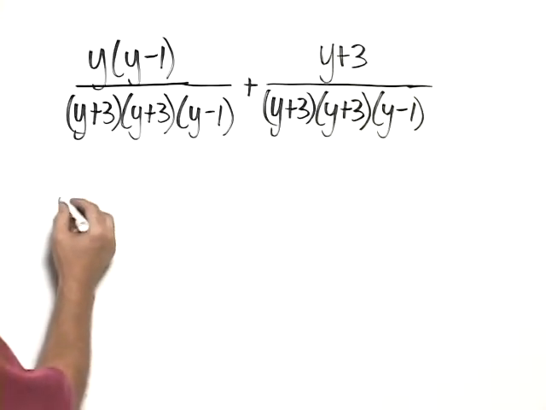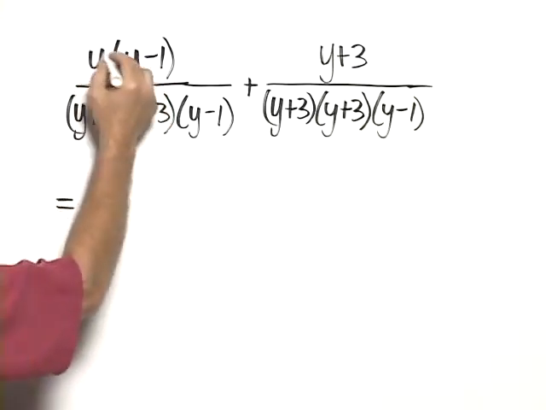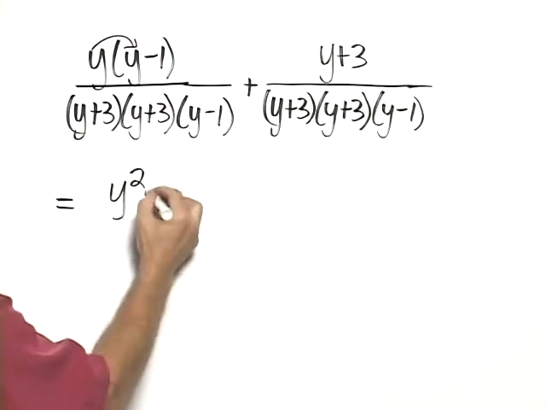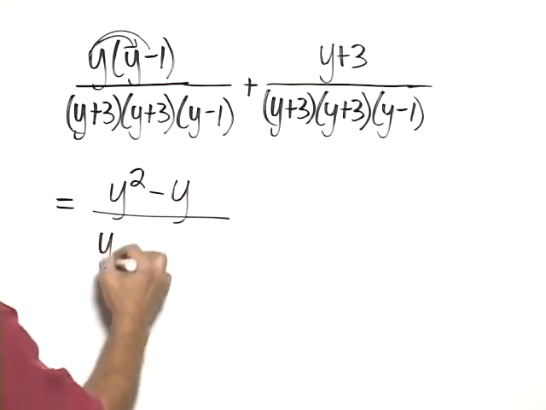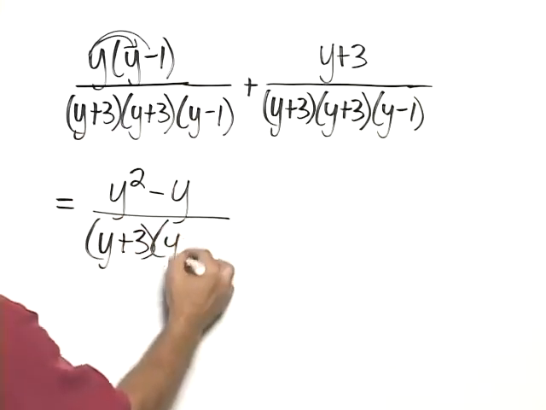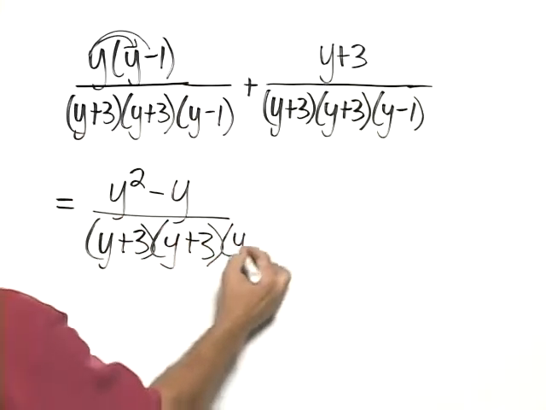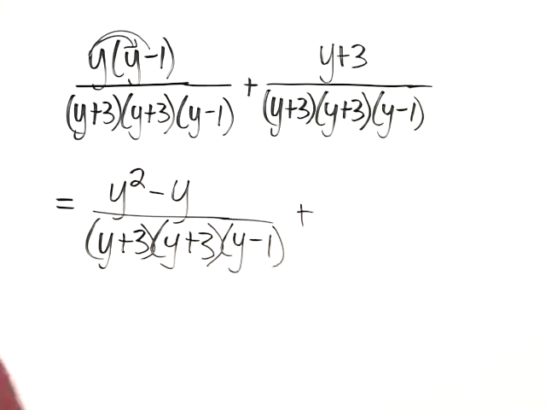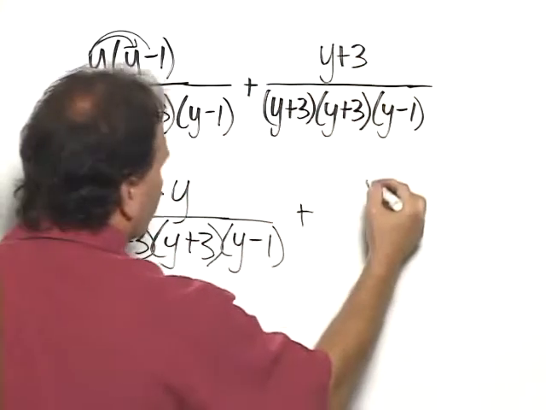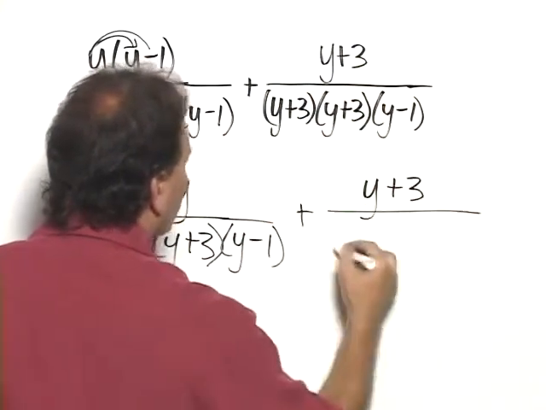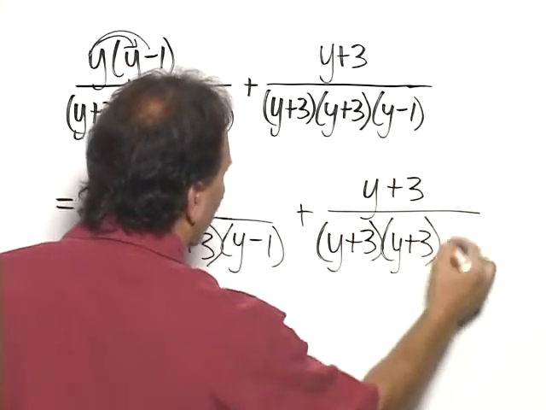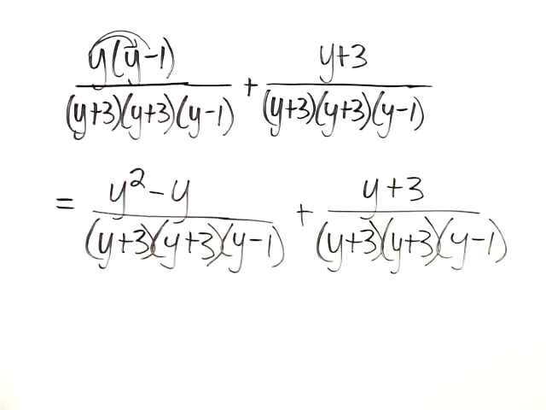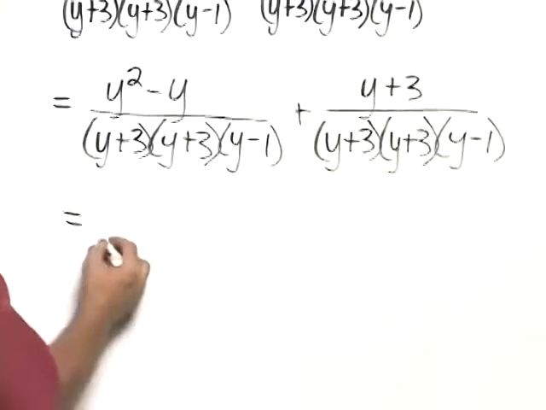So this would be equal to y squared minus y over y plus 3 times y plus 3 times y minus 1, plus, and this is already simplified, y plus 3 over y plus 3 times y plus 3 times y minus 1. We can now add those numerators together.